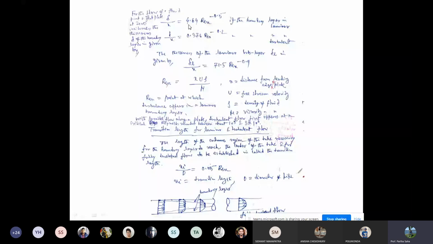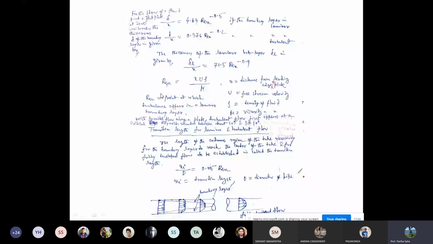This equation holds if it is a laminar layer, and delta by x equals 0.376 times Reynolds number to the power minus 0.2 if it is a turbulent region. The thickness of the laminar sublayer, I think I have already mentioned what the sublayer is, is given by delta L, where L stands for sublayer, equal to 71.5 Reynolds number to the power minus 0.9. And this is the most important equation that I was telling. Rex is given by x v rho by mu.